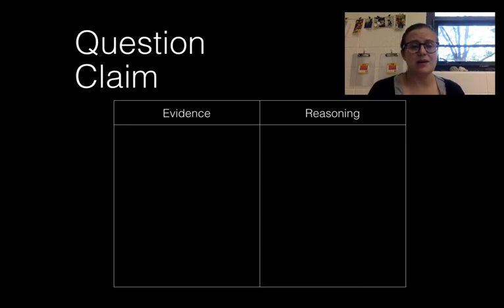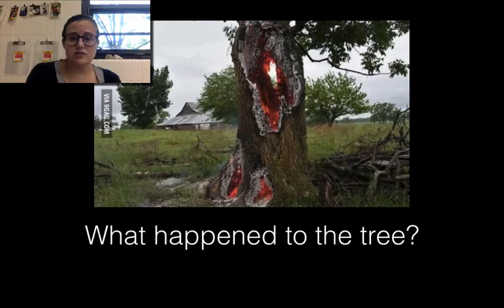And this is what a CER board looks like. We have the question and the claim in the top. Then we have a little chart on the bottom with 2 columns, 1 column for evidence and 1 column for reasoning. So when you are doing your claim evidence reasoning board, you want to make sure that you only list the evidence that you actually used to make your claim. So let's do an example.